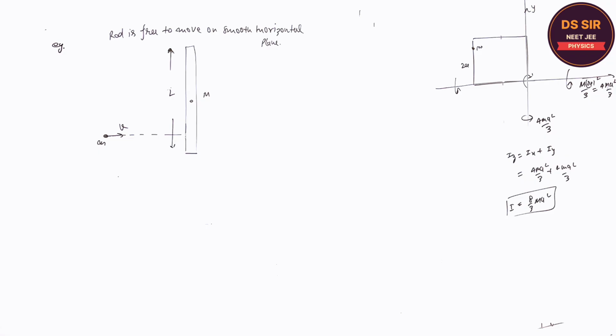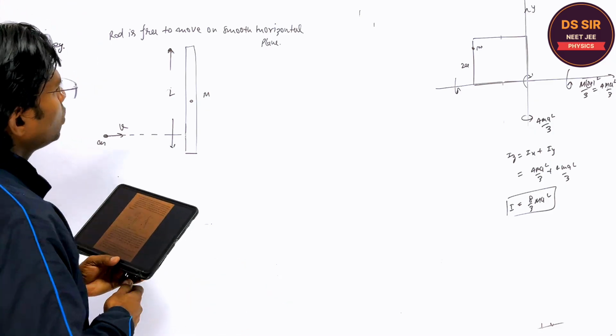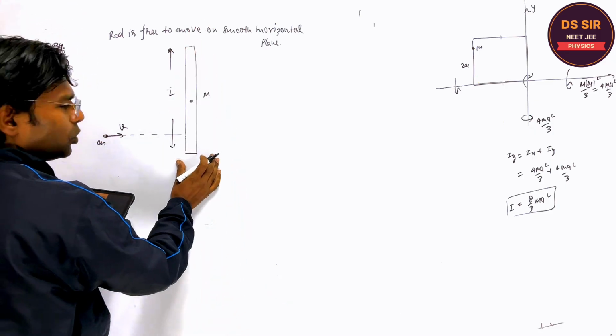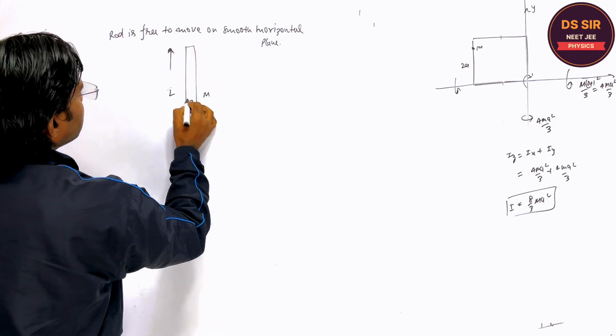The uniform rod of mass m and length a is on a smooth horizontal plane. A particle of mass m moving at a speed v perpendicular to the length of the rod strikes it at a distance a by 4 from the center and stops after the collision. Find the velocity of the center of the rod and the angular velocity of the rod about its center just after the collision. Okay.